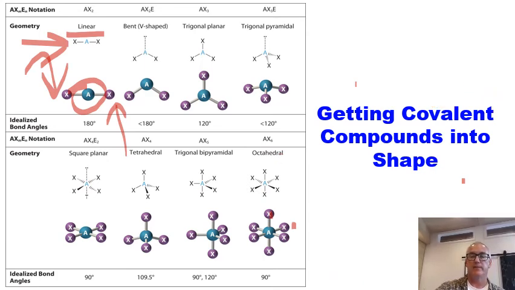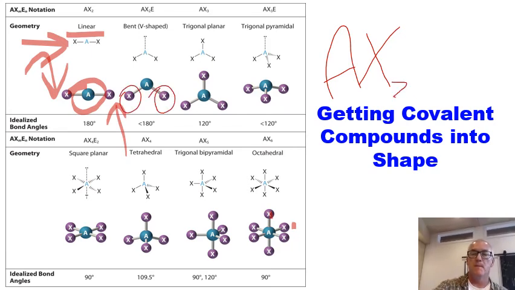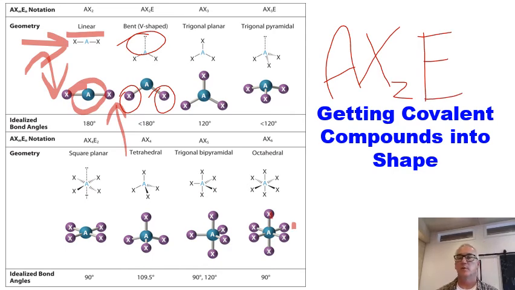So the next one is, A is, again, central. It has 2 bonding regions, 1, 2. But it also has a lone pair. So E. So we look up what that would be. Now, for instance, we could look at that as water. Water would look like this.